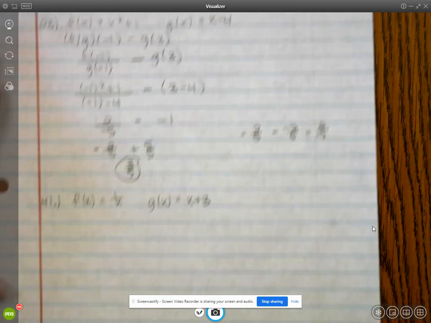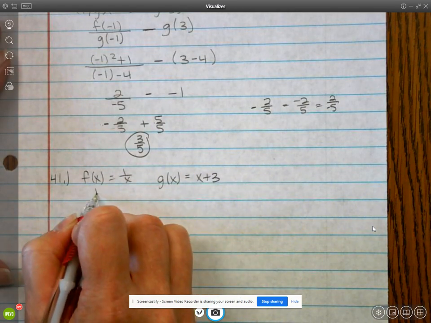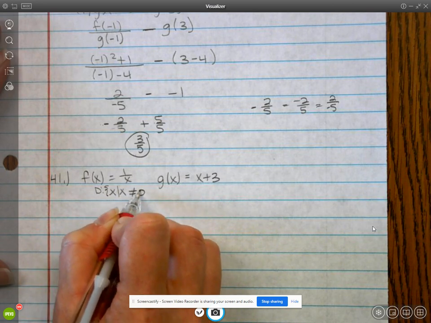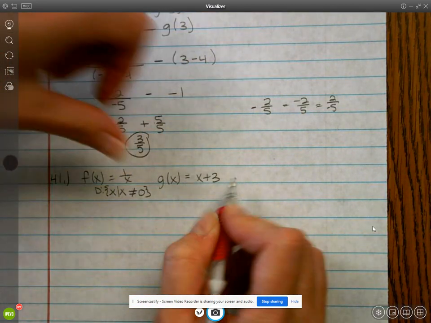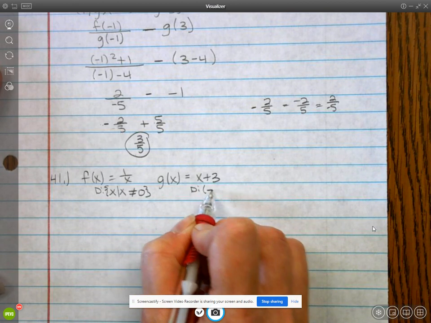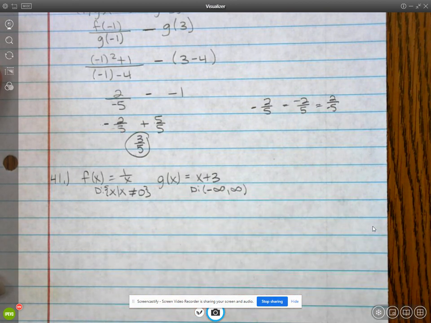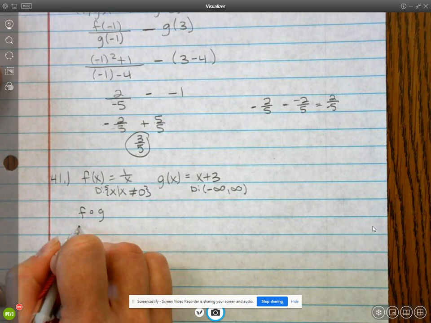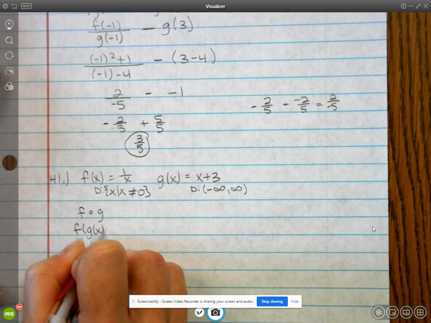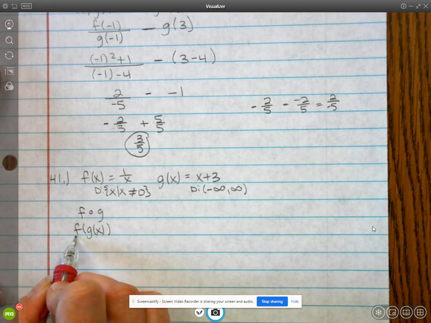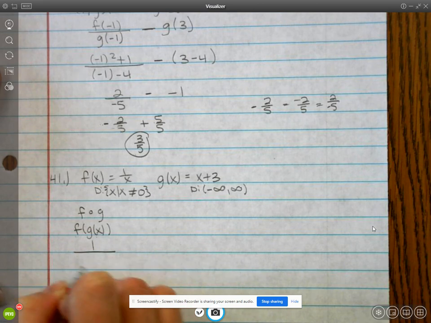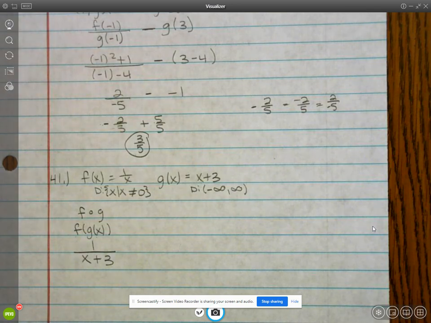All right, 41. For f of x, you have a domain restriction that x can be anything but 0, because that's going to make you divide by 0. Here you have no domain restriction, so you can say all real numbers. If I want to do f of g, remember that's the same thing as if you wrote it like this, which I like better because it tells me I'm plugging g into f. So my f function is 1 over something, and I replace the something with that whole g function. And so that is what f of g looks like.